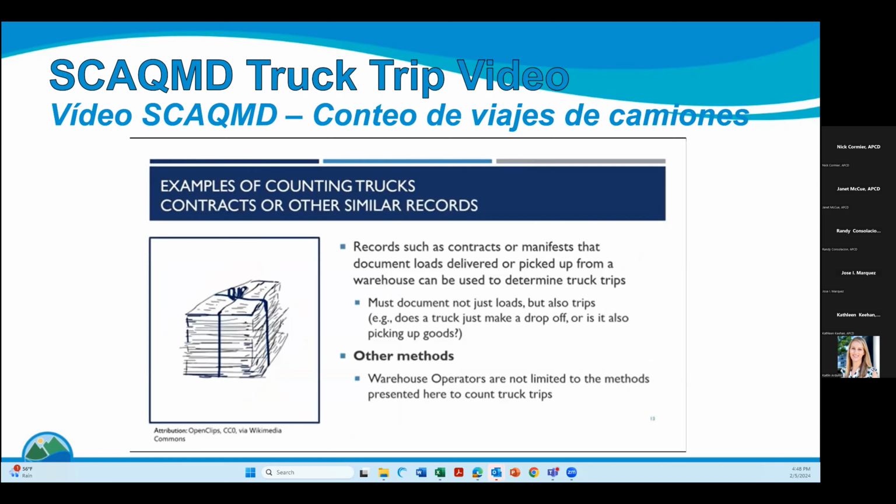Truck trips can be counted from records that document all loads that are delivered or picked up at a warehouse. Finally, there may be other methods that could be used to count truck trips, as long as they are verifiable, representative, and differentiate between Class 2B through 7 and Class 8 trucks. Again, South Coast AQMD does not endorse or prefer any particular method.